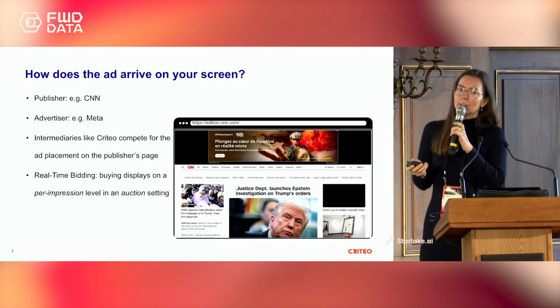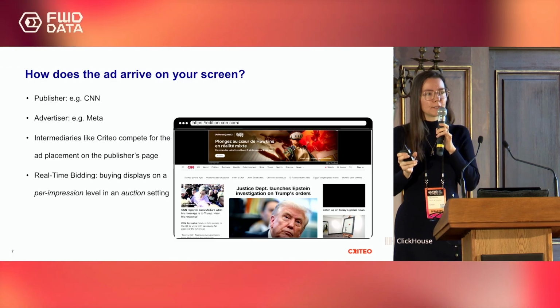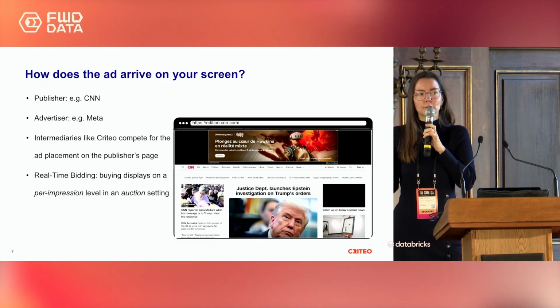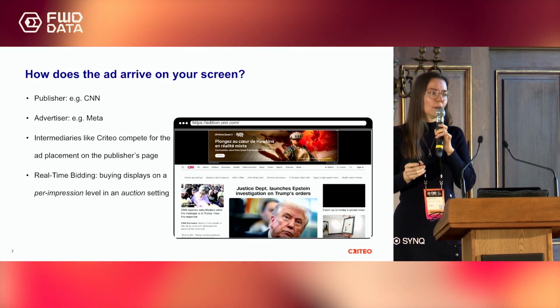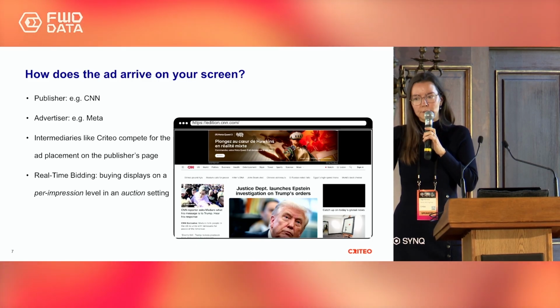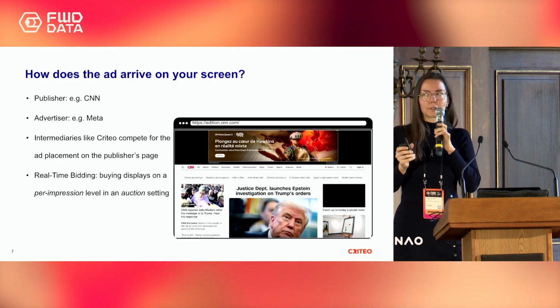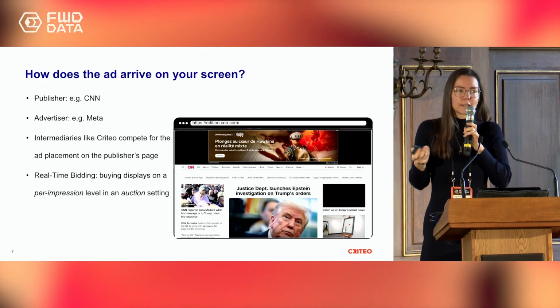Now, this is really done on a per impression basis. So every time you're about to load a page that has ads, this is the time when we decide how much we're going to bid for this spot on this page for this person. So that is something that is called real-time bidding.